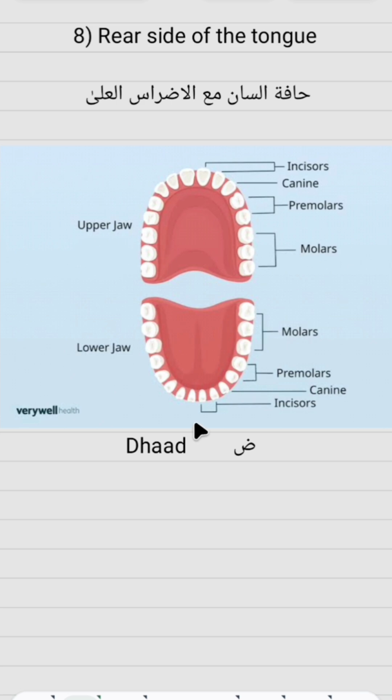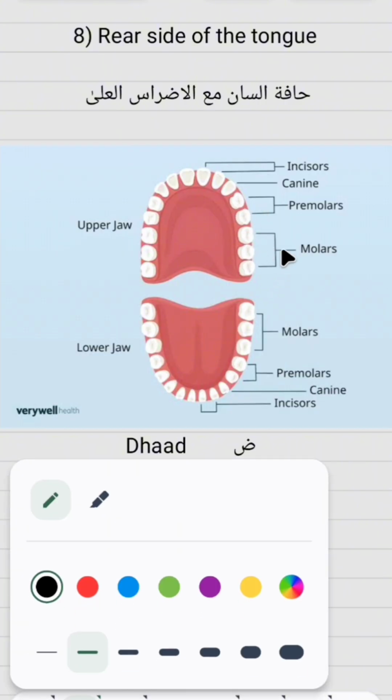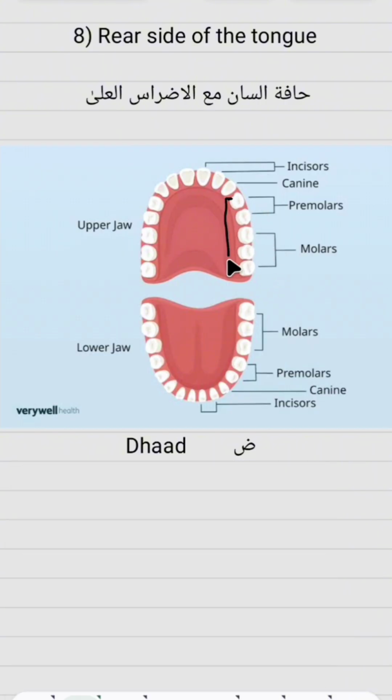Right, so these five back teeth, the two premolars and the three molars at the back, these five here, are known as al-adras, right, in Arabic. And what this basically means, hafa means the side of the tongue, hafat al-lisan. Ma'a means to touch or to rest against these, and al-adras al-ulya, the top five back teeth.